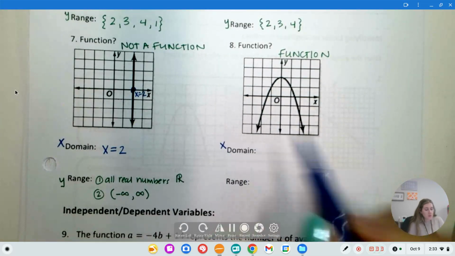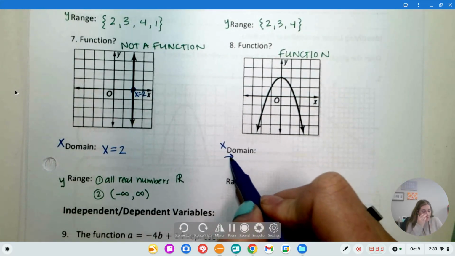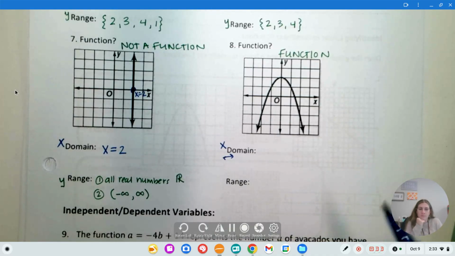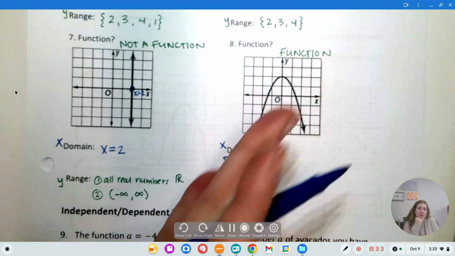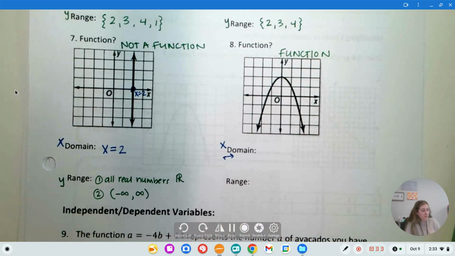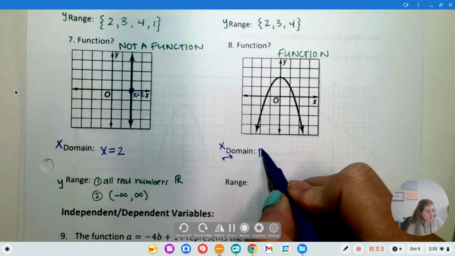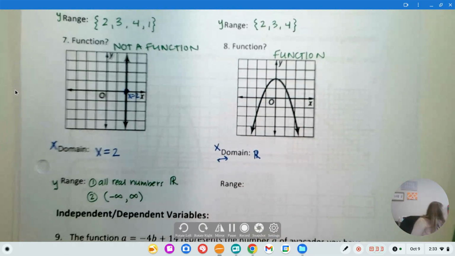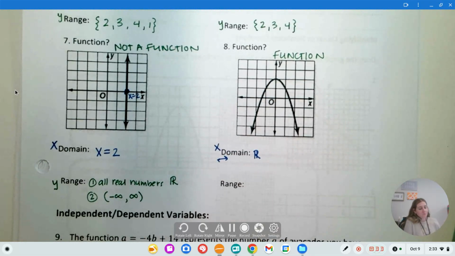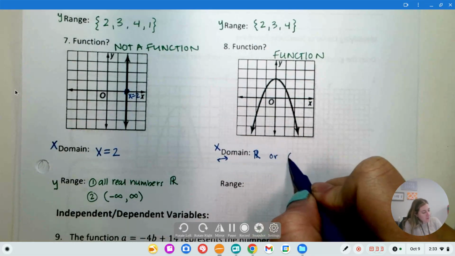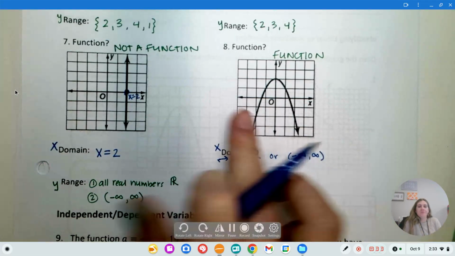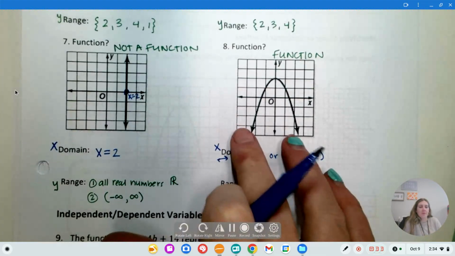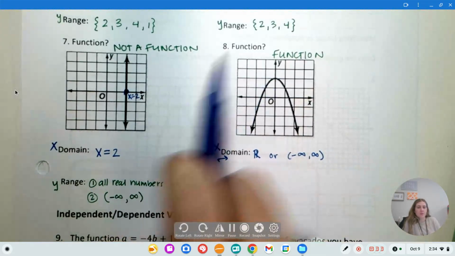So if I go to the domain, remember domain is left and right. So if I start all the way over here, it's going to keep going at this angle forever and ever and ever. This is going to be all real numbers. Or this is one where we go negative infinity to infinity. It goes from left to right forever because of these arrows. It goes this way and this way.